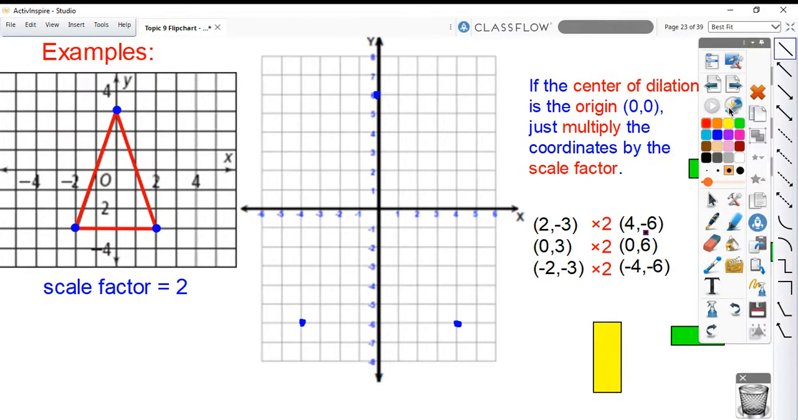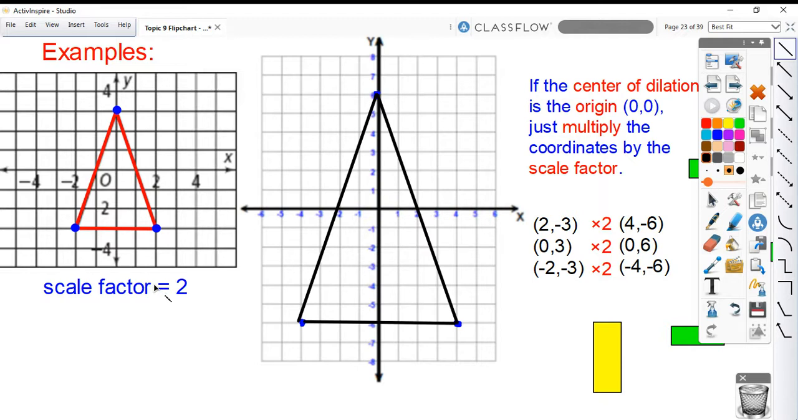All that's left is to put our new line segments on there, and we will call it a day. And there we have it, our new image, which is scaled up by a factor of 2. It is enlarged by a scale factor of 2. So there we have it.